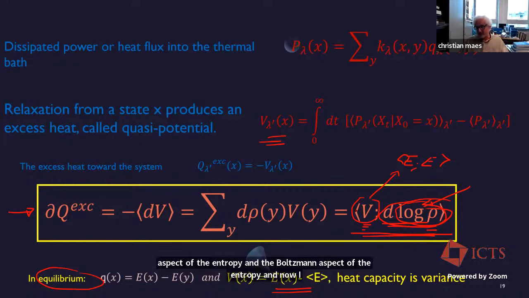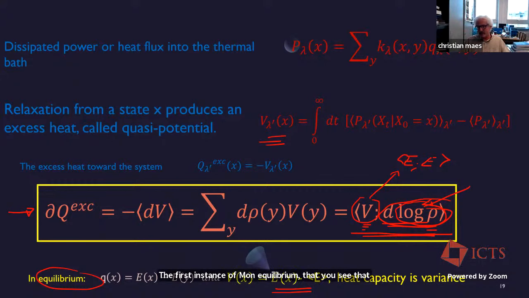But that is the first instance of non-equilibrium that you see, that you go away from all the time being the energy or the entropy, but it is related now to the heat, which is correlated or anti-correlated, it's a covariance with the Boltzmann entropy.